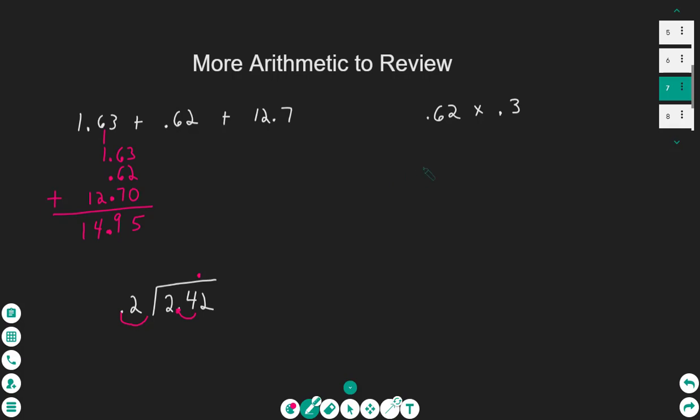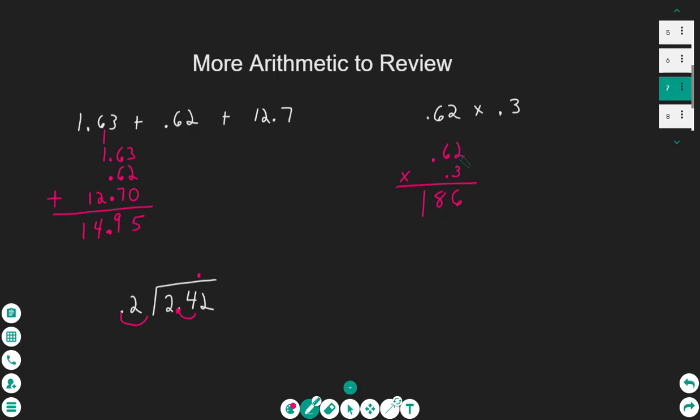All right? Multiplication. Remember in multiplication, we multiply these numbers. Now here in multiplication, we do not need the decimals to be lined up. We only need that in addition or subtraction. So in multiplication, though, we just kind of ignore the decimals while we do the problem.